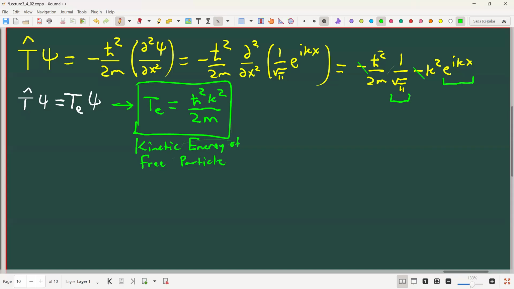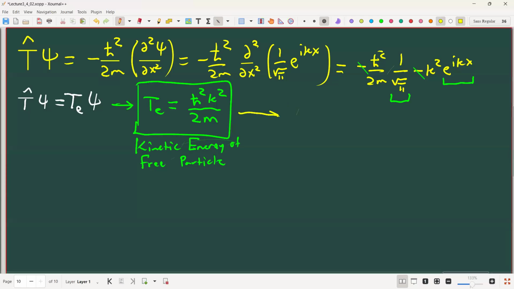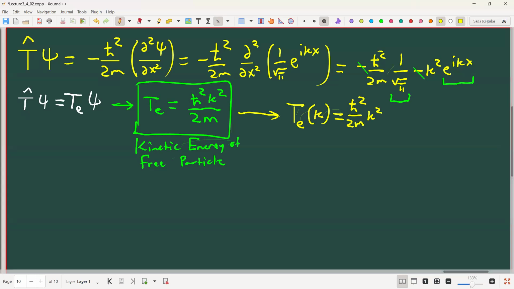All right, so let's think now. What that means is that the energy of this system is a function of k. So the kinetic energy is a function of this value k, and it's h bar squared over 2m times k squared. I've just arranged a few things, right? And k could be anything.